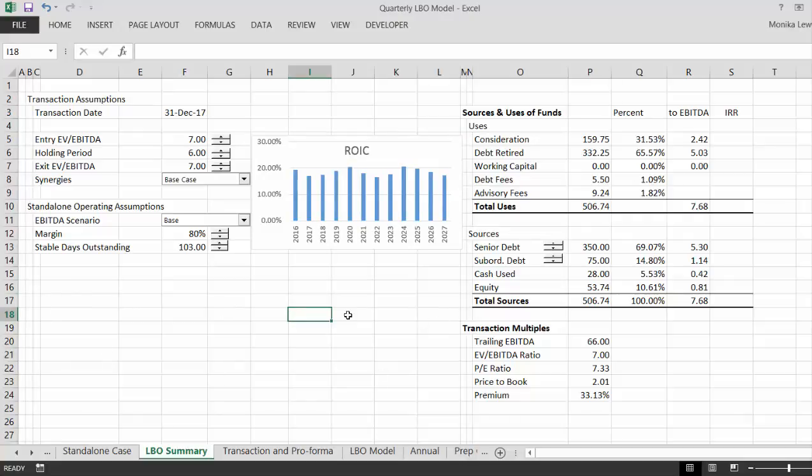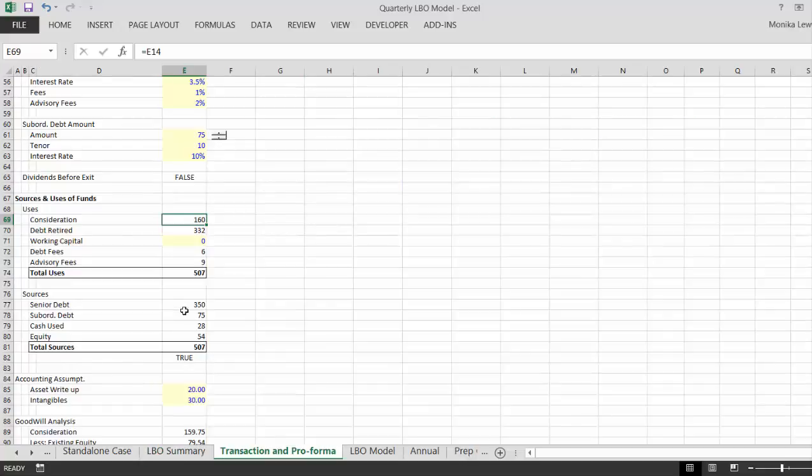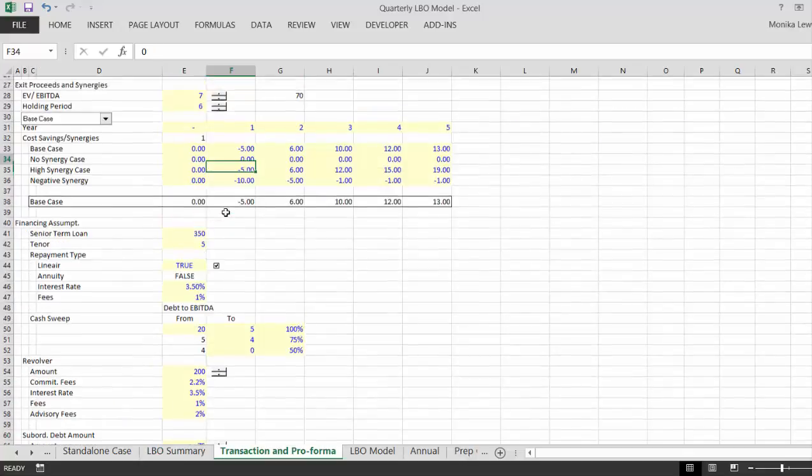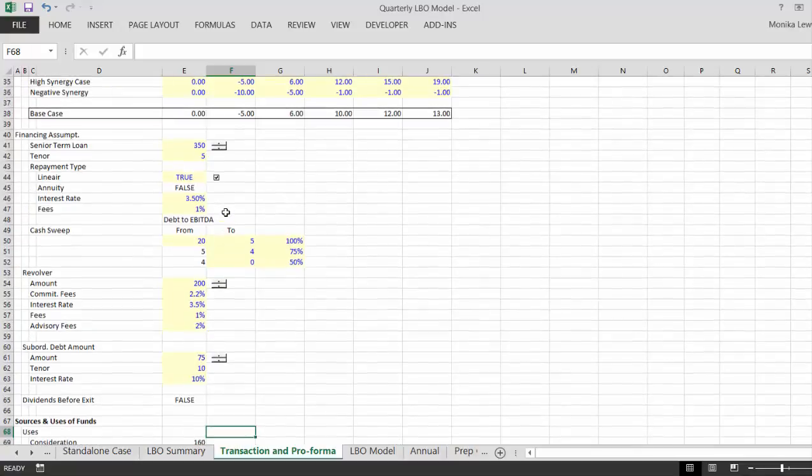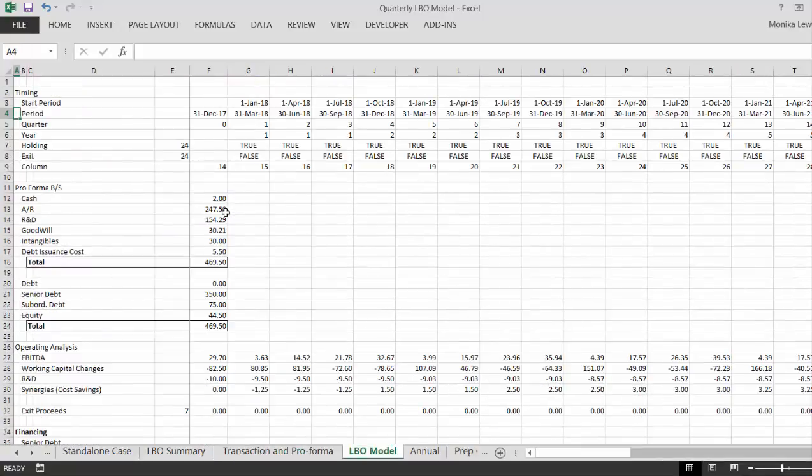What's my break even EV to EBITDA ratio? What's my break even IRRs? So we have to fill in the IRRs here and then do an analysis right here of the IRRs. And then I think we'll have a lot of information on our summary sheet. So in our pro forma sheet, all I did was add a couple of the spinner buttons. And now let's go to the LBO model.